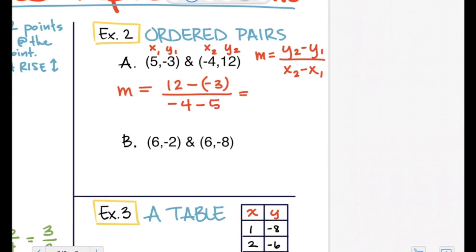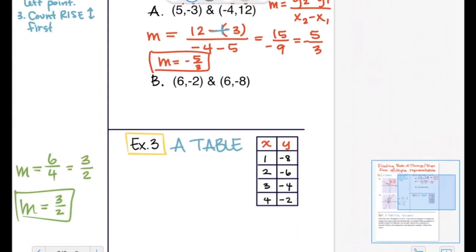So now from here, we're going to simplify. Remember, minus and negative is a positive. So on top, we're going to have 12 plus 3, which is 15. And then on bottom, negative 4 minus 5 gives us negative 9. Remember, we're not finished until it's fully simplified. So we need to divide the top and the bottom by that common factor of 3. 15 divided by 3 is 5, and 9 divided by 3 is 3, and then remember our negative. So the final slope is negative 5 over 3.